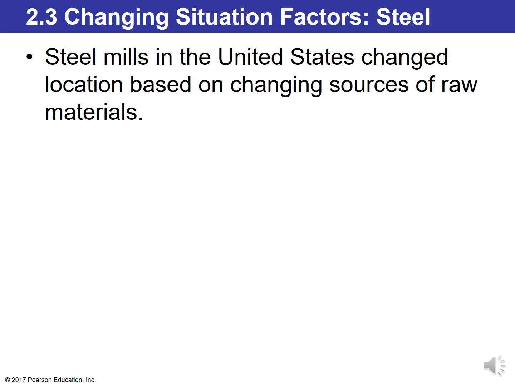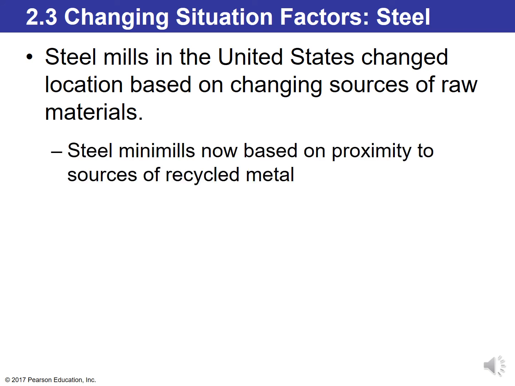All right, so 2.3 looks at an industry that has recently changed. Steel mills in the U.S. changed location based on changing sources of raw materials. So in the past, steel was located near iron and coal ores because that is what was used to make steel. Now they are making it from scrap metal, which is basically recycled metal.